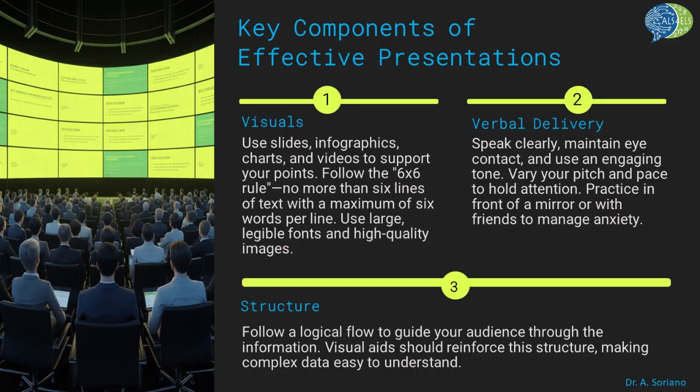Second is your verbal delivery. You need to speak clearly and confidently. Maintain eye contact with your audience and use an engaging tone of voice, varying your pitch and pace to keep their attention. A great way to manage nervousness is to practice beforehand, perhaps in front of a mirror or with friends. Third, and most importantly, is the structure. Your presentation must have a logical flow that guides the audience from one point to the next. Your visual aids should reinforce this structure, making even complex data easy to follow and understand.